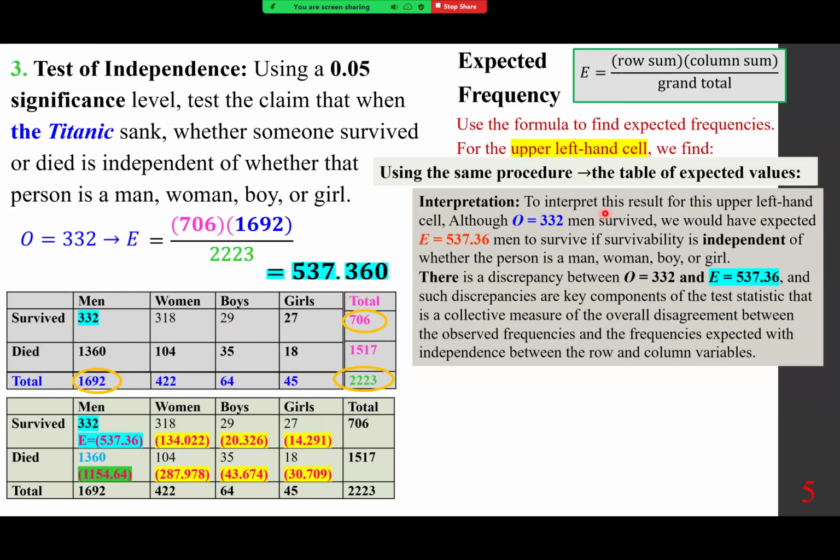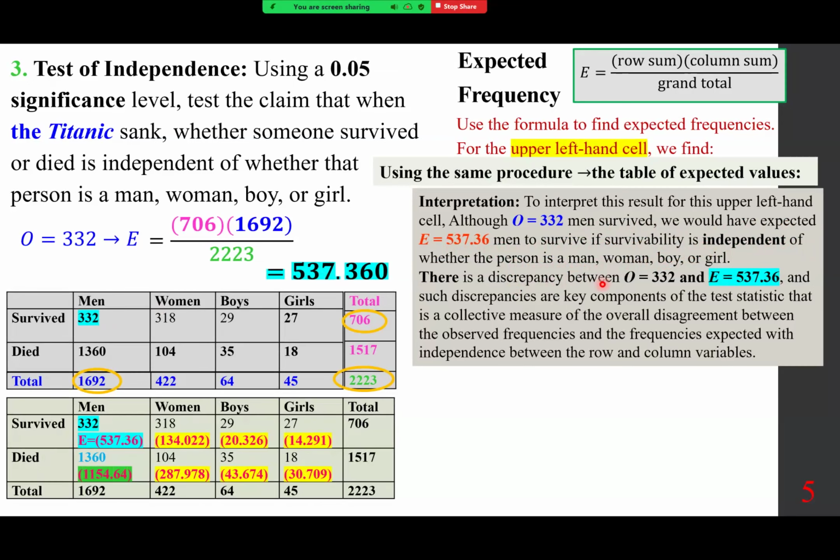Interpretation. To interpret this result for this upper left-hand cell, although observed value says 332 men survived, we would have expected E equals 537.36 men to survive if survivability is independent of whether the person is a man, woman, boy, or girl. If they were independent, we would expect this number.